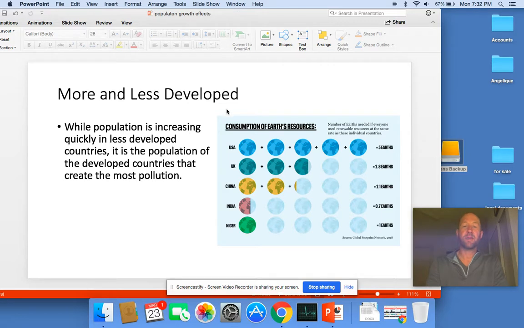So this graph is really interesting. If everybody in the world lived like an American, you'd need 5 planet Earths to support us. If everybody in the world lived like somebody in the United Kingdom, you'd need 2.8 Earths to support us. But then when you go to the less developed countries, notice if everybody in the world lived like somebody in India, we'd still be fine. You wouldn't even need one world to support us. And a country in Africa called Niger would be a perfect balance.